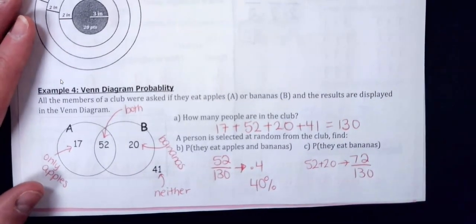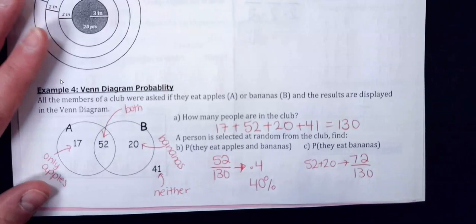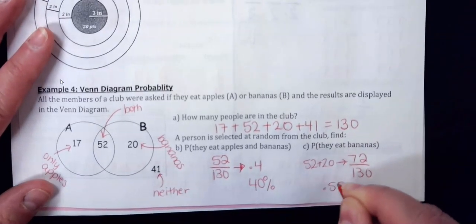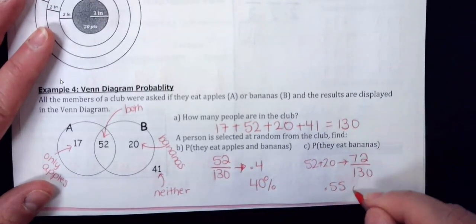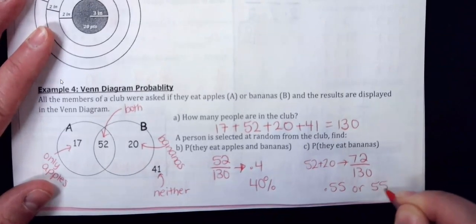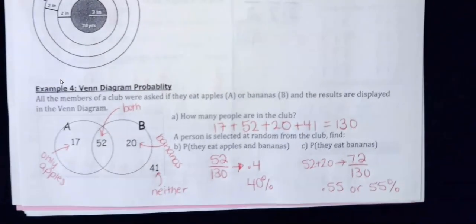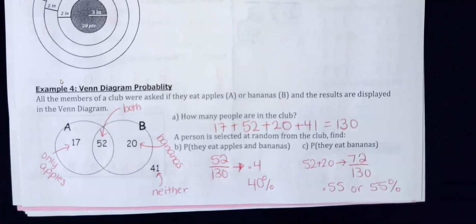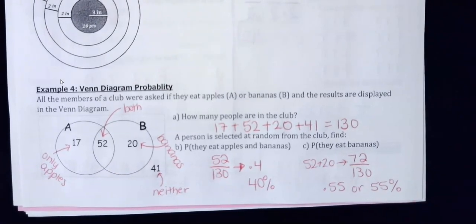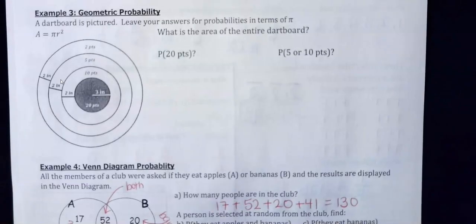Let me see what that is. I got a long, nasty decimal. It's about 0.55. I'm rounding that a little bit, or about 55%. So that's also another way to display your experimental probability. Okay, does anybody have a question about experimental probability? Okay. Let me scooch back. We'll do one more today.